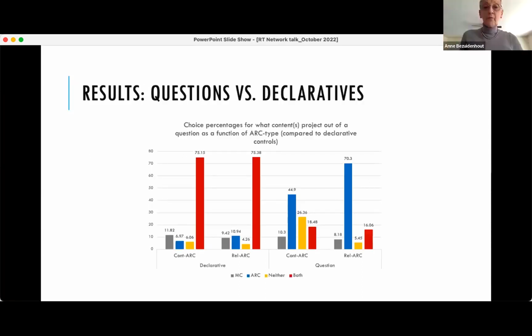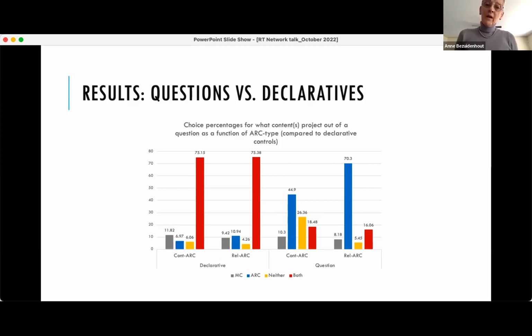And here are the results. Look at the left-hand side first, that's the declaratives, which are acting as a control. As you see, people overwhelmingly, well, I don't know if you think it's overwhelming, but they certainly selected both, which is what they should be doing. If Mary's making an assertion, she should be committed to all parts of her assertion. Looking on the right, which is the embedding under the questions, you can see that relevance arcs are judged to be commitments of Mary's fairly frequently.